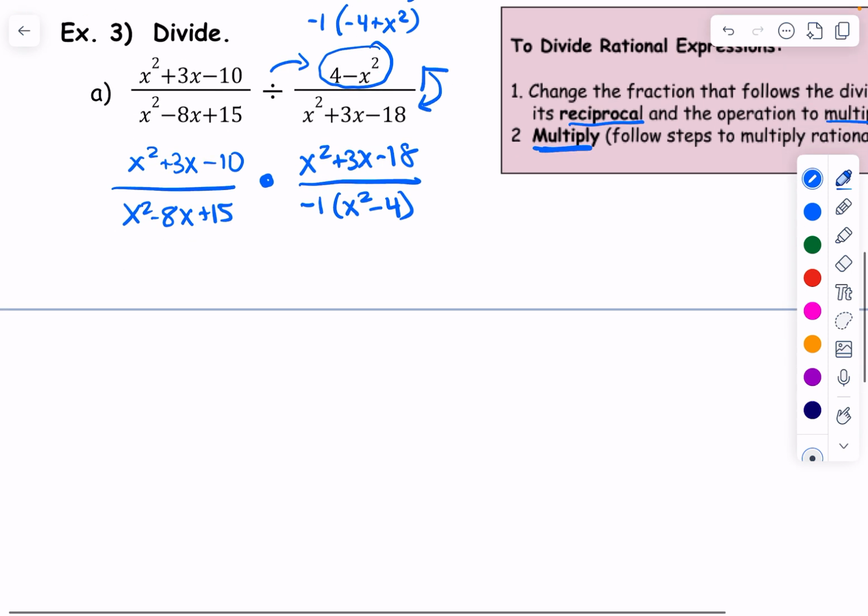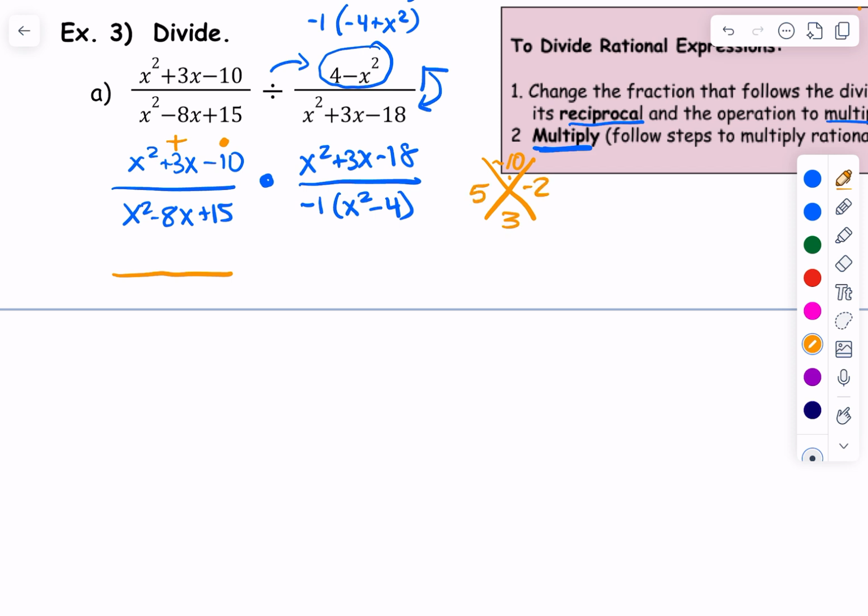Okay, so now we've done all of that. So now we're going to factor. We look at the top, and we need two things that multiply to a negative 10 and add to 3. So we're going to get 5 and negative 2. x plus 5, x minus 2. I told you guys factoring was never going to go away.